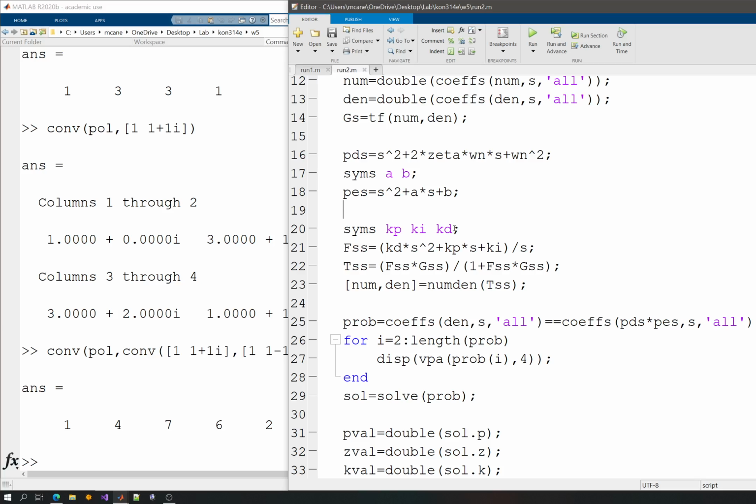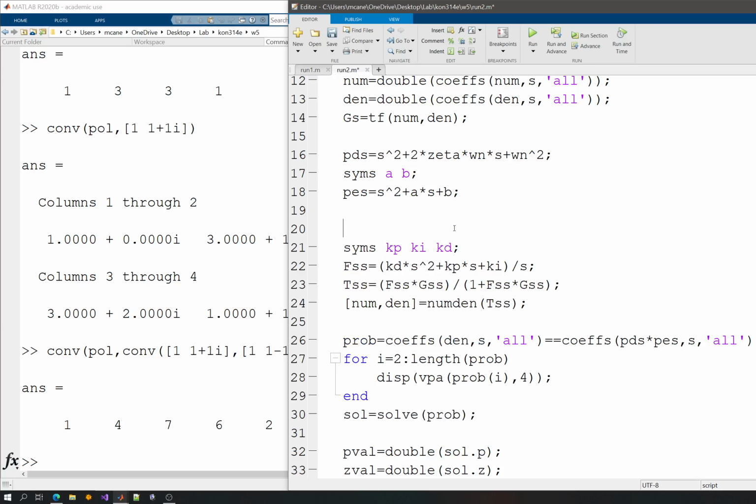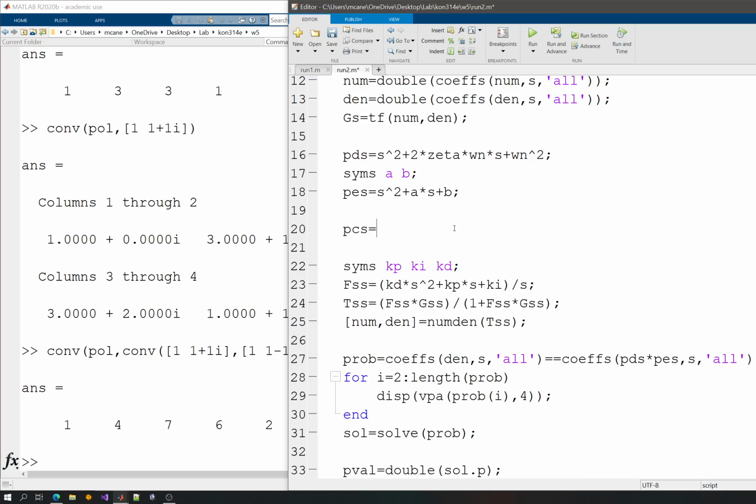And why am I doing this? Well, if you remember, the closed loop characteristic equation was formed like this: numerator times numerator of the controller plus denominator times denominator of the controller. And you can go ahead and check that. You can just take a pen and paper and check if this is true or not.